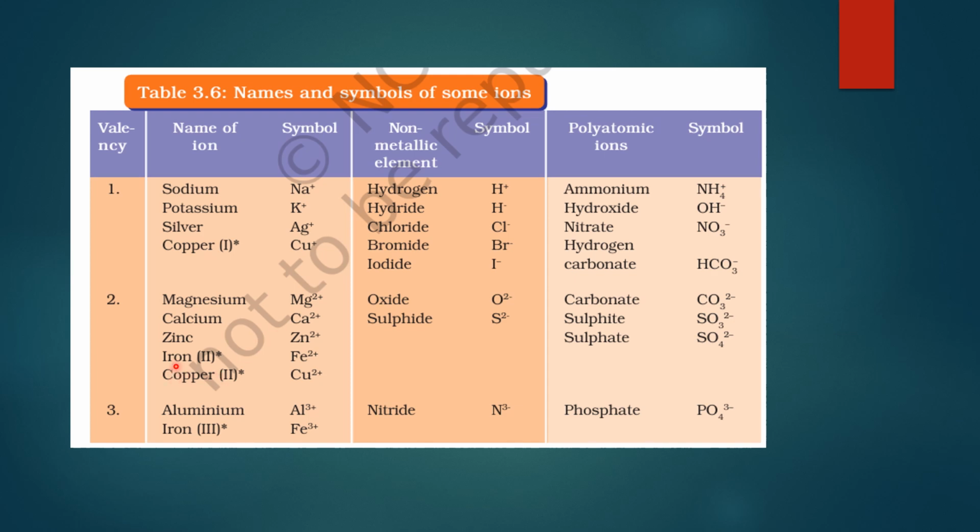Then iron, suppose we see iron 2 is also there, iron 3 is also there. So iron 2 will be Fe2 plus, iron 3 will be Fe3 plus. Just remember all these, right? So now we have some non-metallic elements like hydrogen is H plus, hydride ion is H minus, all these, just remember them. And then polyatomic ions.